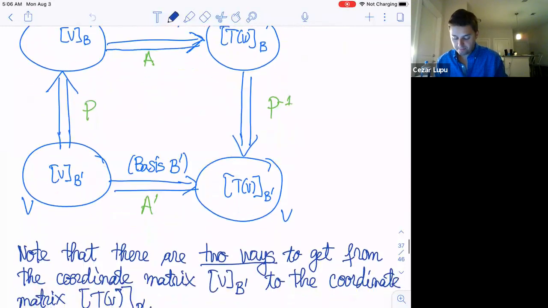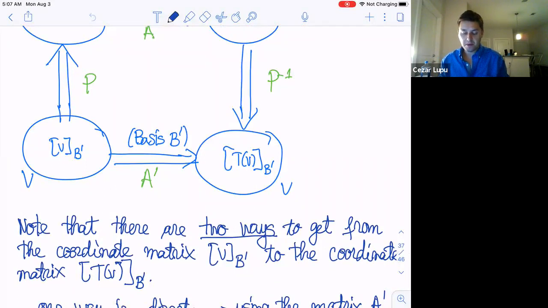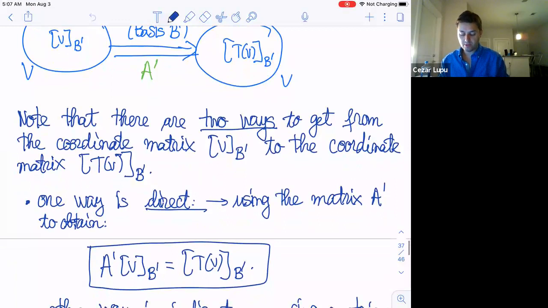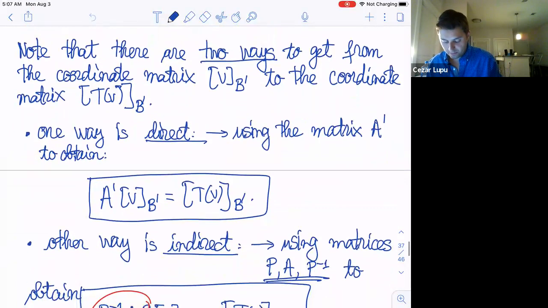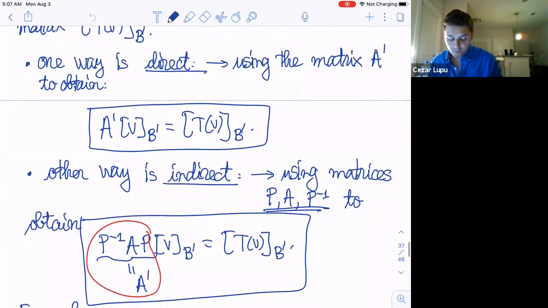Just like I said, there are two ways to get from the coordinate matrix of V relative to B prime to the coordinate matrix of T of V relative to B prime. One way is direct, through the matrix A prime. We just multiply A prime by the coordinate matrix of V relative to B, and we obtain T of V relative to B prime. The other way is indirect, using these three matrices, just like I explained. And of course, we obtain that P inverse times A times P times the coordinate matrix of V relative to B prime is nothing else than T of V relative to B prime.